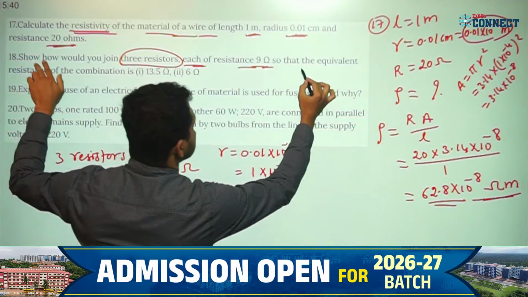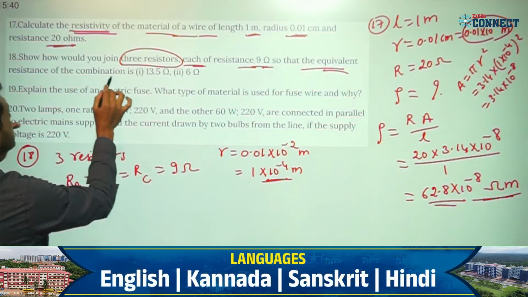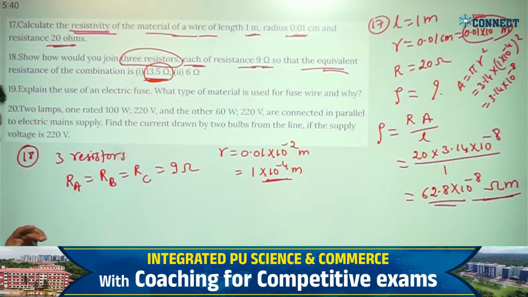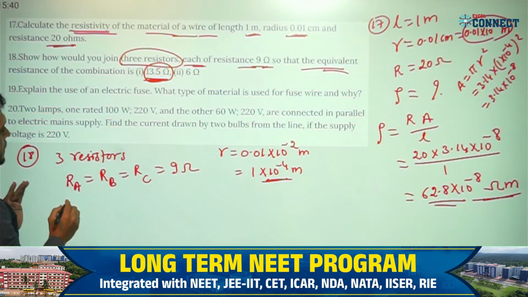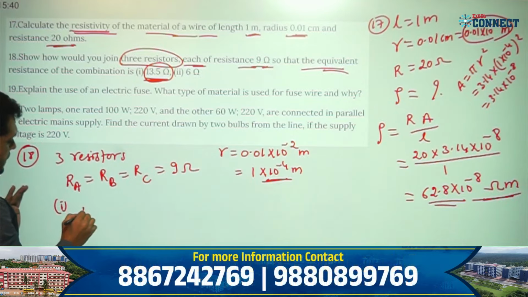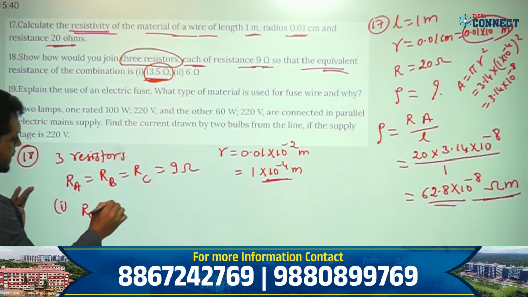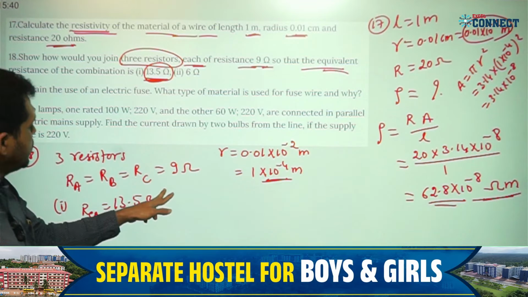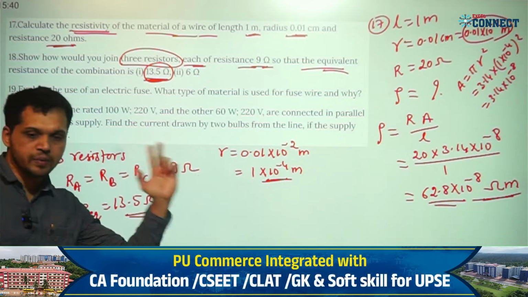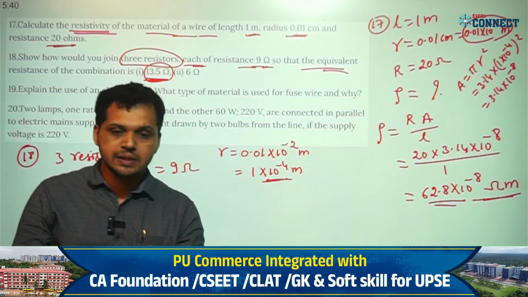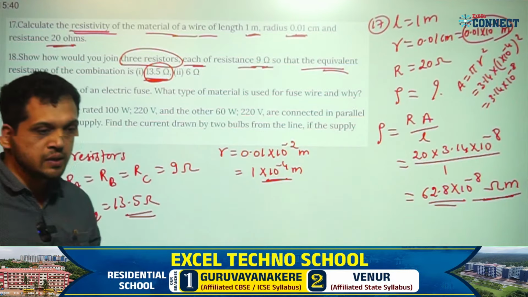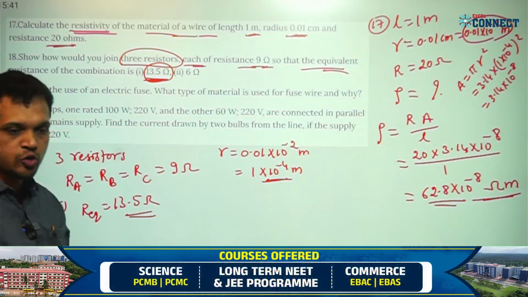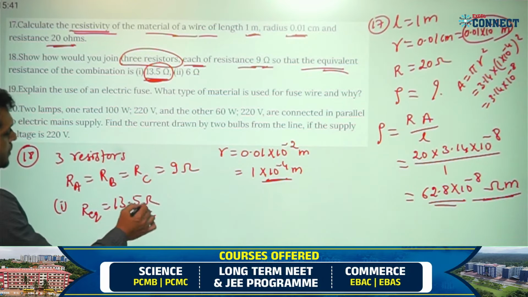How do we have to connect these so that the equivalent resistance of the combination is 13.5 ohm? First question: R equivalent should be 13.5 ohm, using three 9 ohm resistors. You have to make a combination so that the equivalent is 13.5 ohm. Second question: we have to get 6 ohm. Now, how to get 13.5?